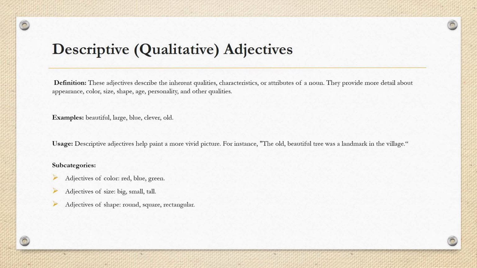Adjectives of shape, round, square, rectangular. These are helpful in describing spatial qualities or physical form, like a round table versus a square table, guiding the reader's understanding of physical form and layout.